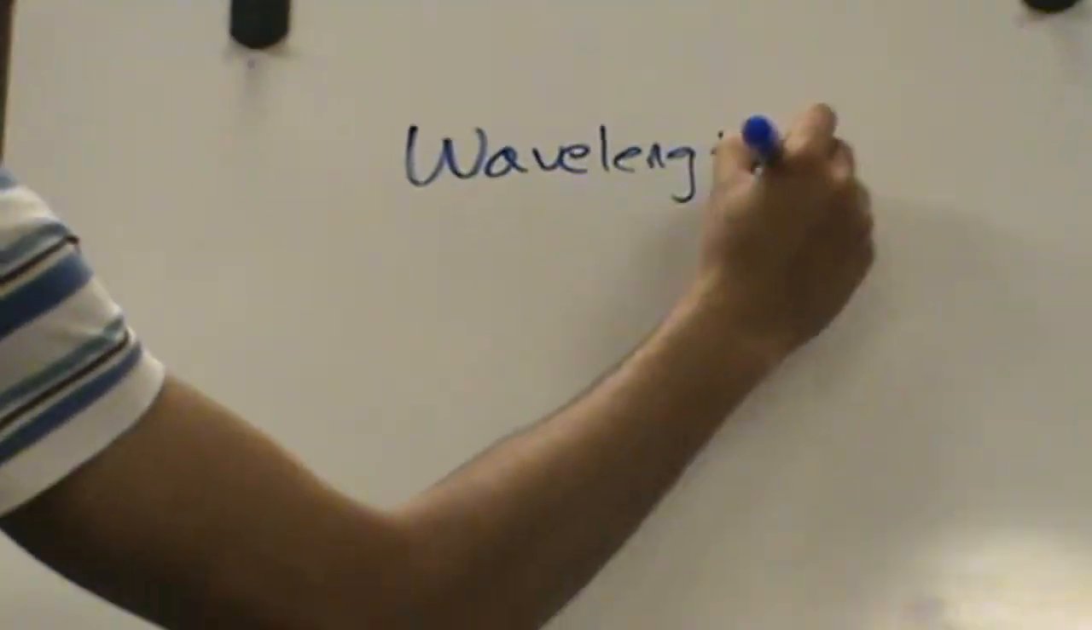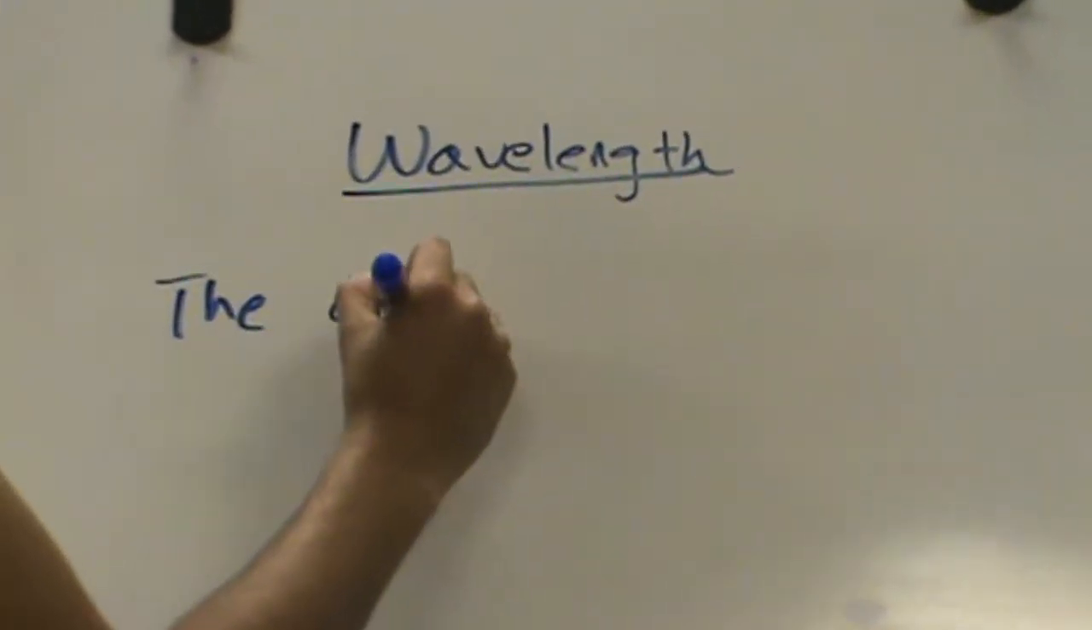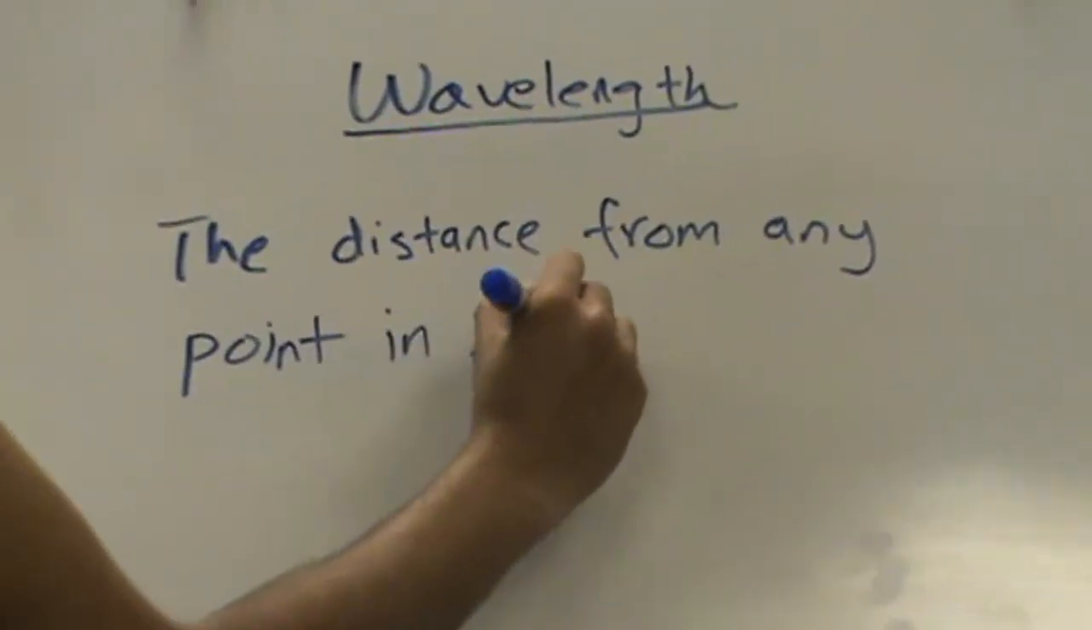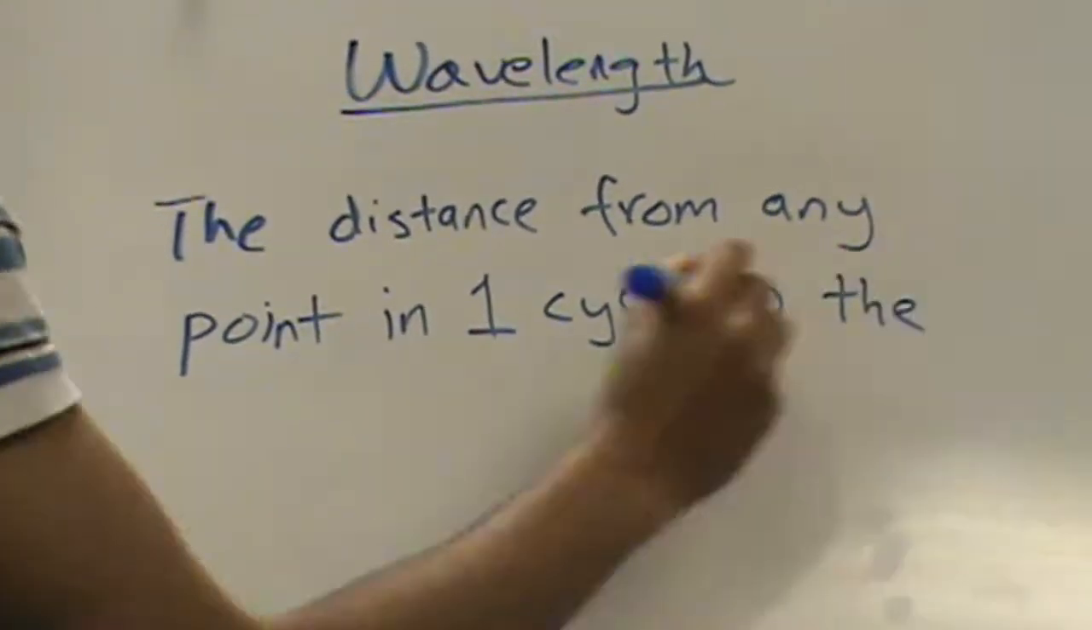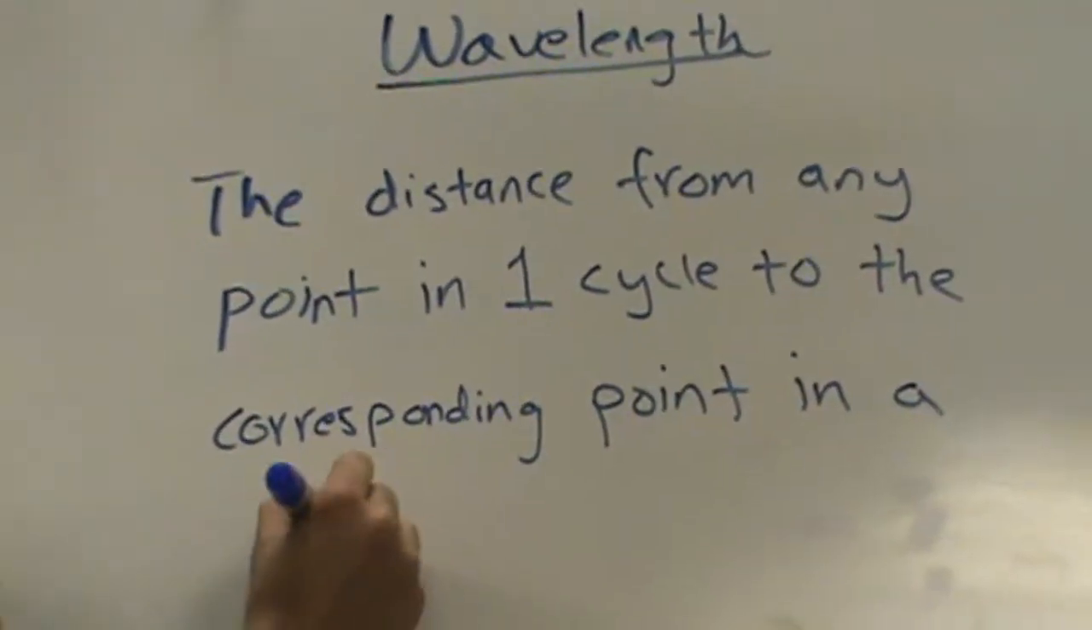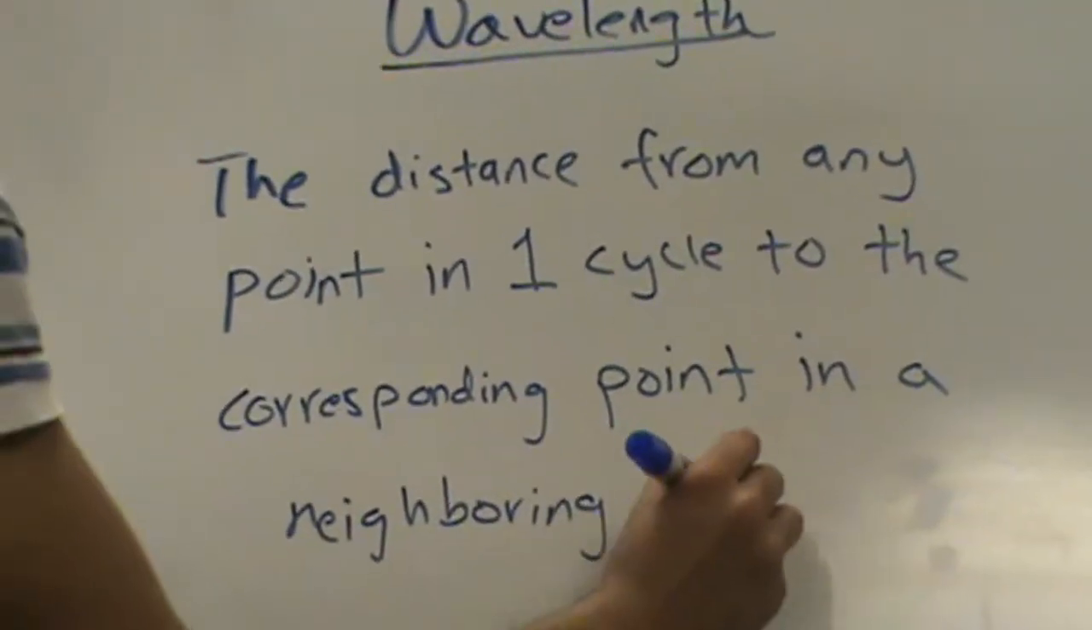What is wavelength? Wavelength in a periodic wave is the distance from any point in one cycle to the corresponding point in a neighboring cycle, basically the distance between two waves. In order to understand wavelength, we must first discuss the different types of waves.